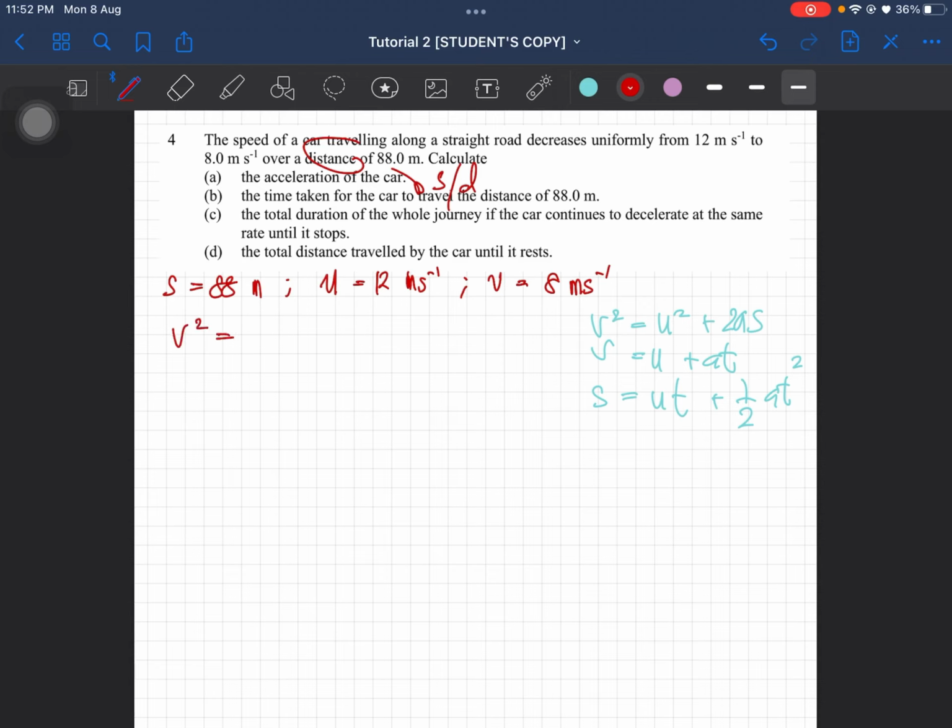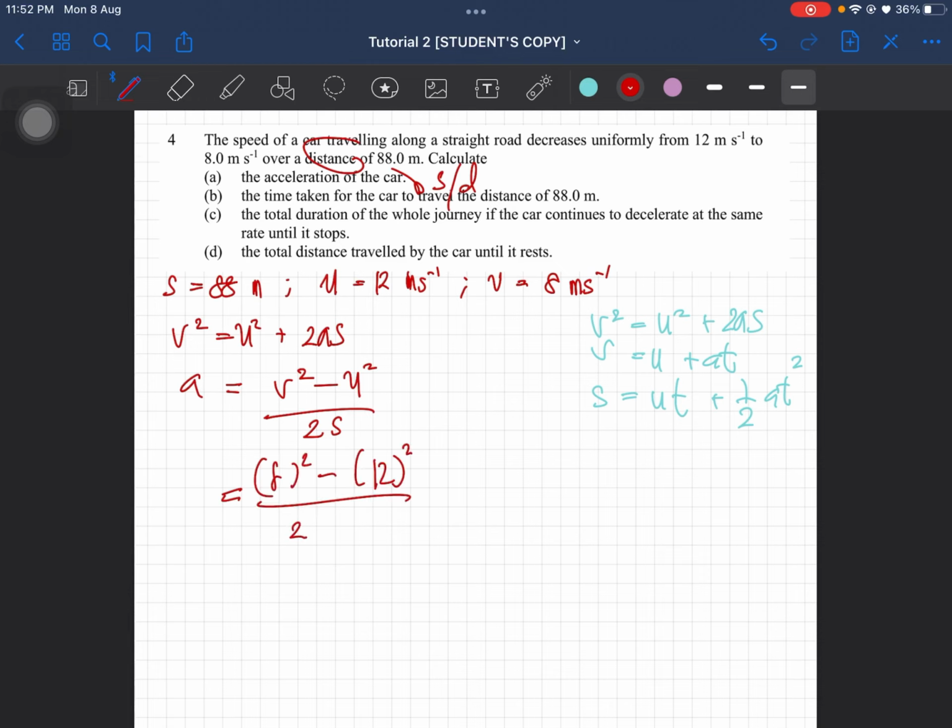So we can use v square equals u square plus 2as. So we have acceleration equal to v square minus u square divided by twice the displacement. So this is going to be 8 square minus 12 square divided by 2 times 88. So you will get negative 0.455 meter per second square. So that is the acceleration of the car.